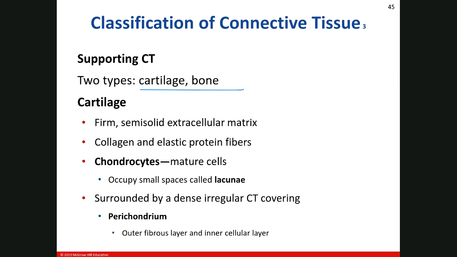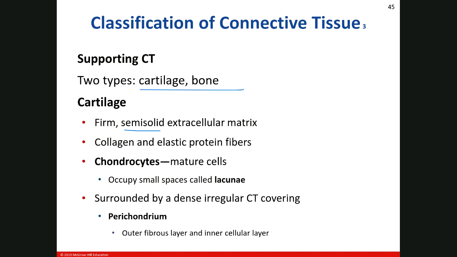There are two types, cartilage and bone. We're going to start off with the first one, cartilage. We call cartilage a semi-solid, and it's semi-solid because it has a high water content. It's because of that high water content that it's a little bit more flexible than bone. Bone is relatively rigid. There's a little bit of flexibility to bone, very little. But cartilage is a little bit more flexible.